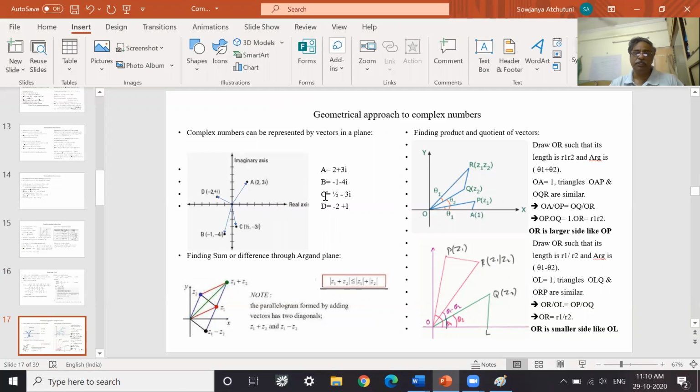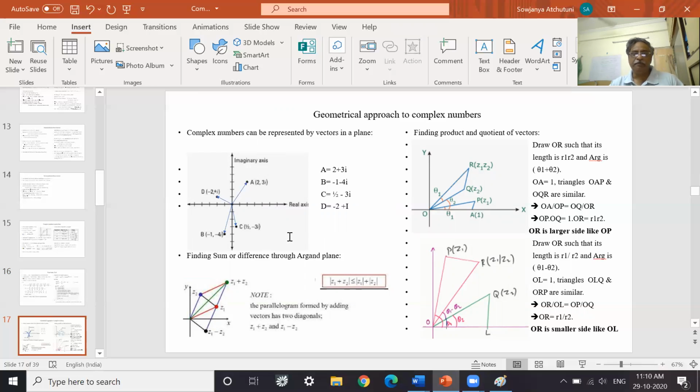We again see D. C is minus half, minus 3i. So I have given all four quadrants. First quadrant, second quadrant, third quadrant. In the second, x is minus, y is plus. In the fourth, x is plus, y is minus.